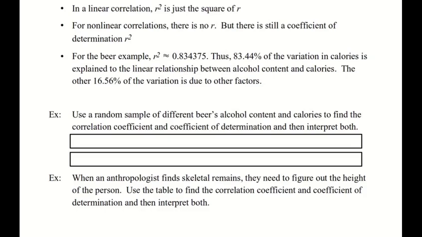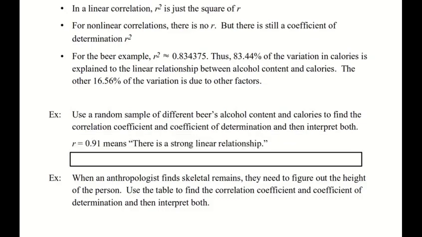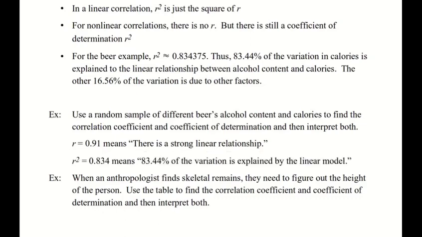Now let's look at the correlation coefficient r and the coefficient of determination r squared. And important in this question is to interpret them, to say what they mean. So when we saw in our calculator that r equals 0.91, that means that there is a strong linear relationship. You can say a strong positive linear relationship. Strong because it's very close to 1. When we looked at r squared, we said that r squared was equal to approximately 0.834, and that means that 83.4% of the variation is explained by the linear model.